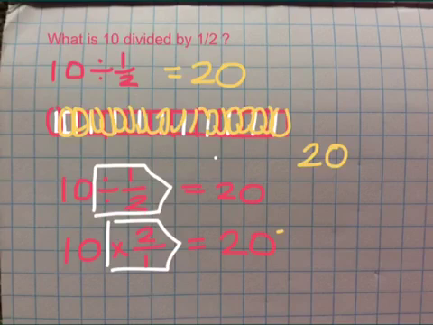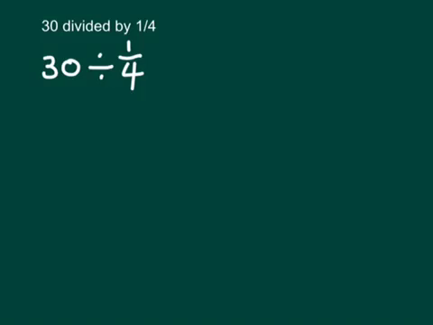So if I start off with 10 and I divide it by a half, it's going to give us the same answer as if I did 10 multiplied by 2 over 1. And in fact, when we do divisions, we're not actually going to do a division sum, we're going to change it to an equivalent multiplication sum. So for this example, what is 30 divided by a quarter? In other words, if I had divided up 30 into pieces that were the size of a quarter, how many would there be? Rather than drawing a diagram, I can do a calculation.